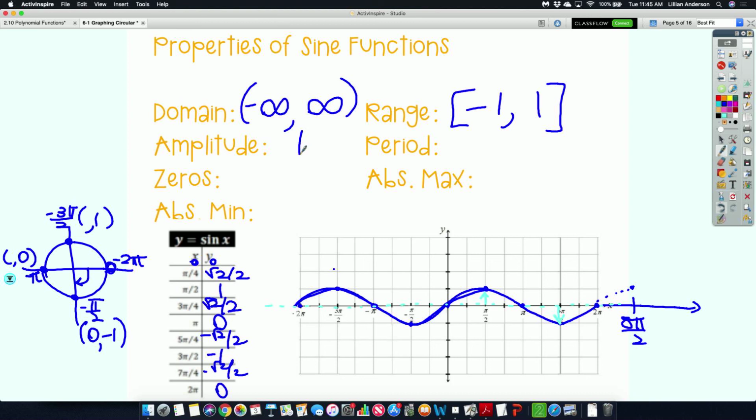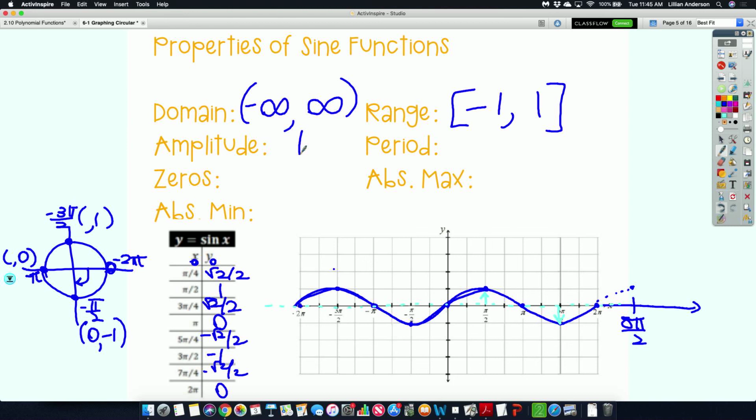It will not always be 1. If that graph gets stretched or shrunk, that amplitude is going to change depending on the height from that central line. But it will always be positive. Amplitude is always positive.